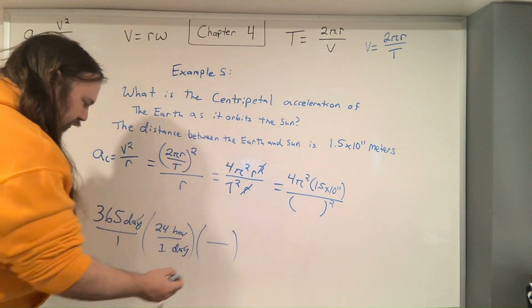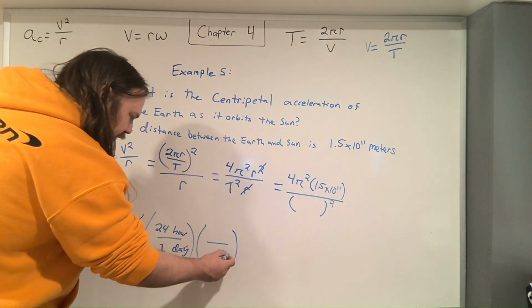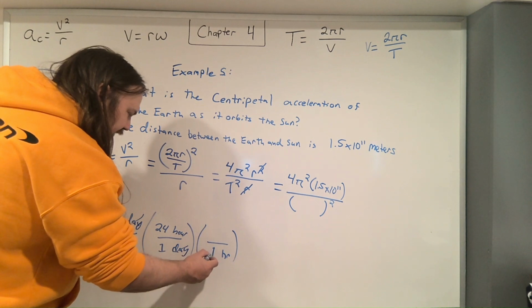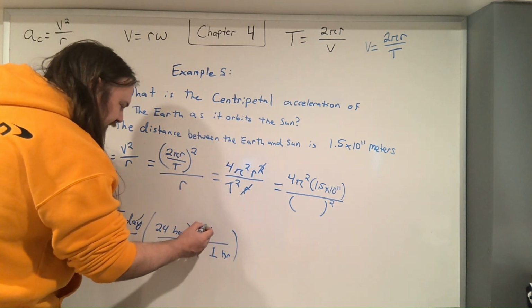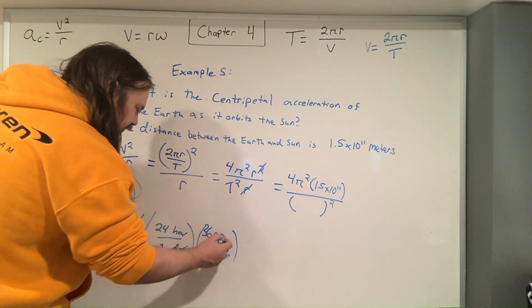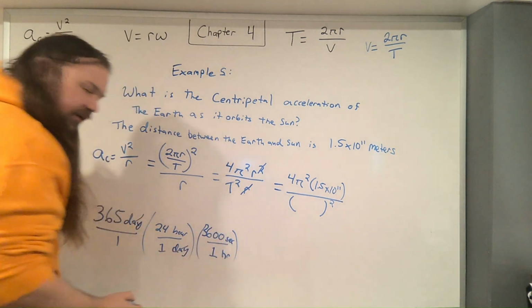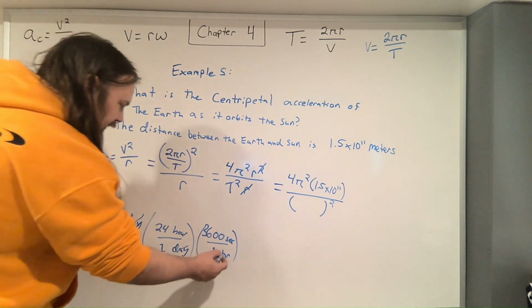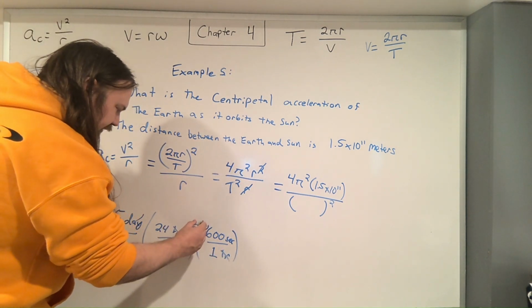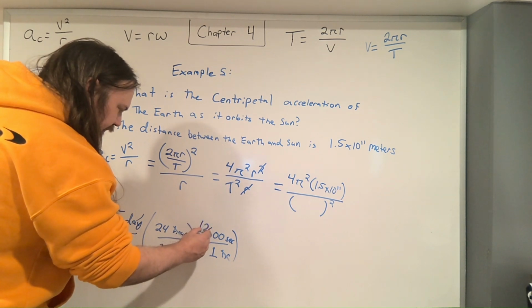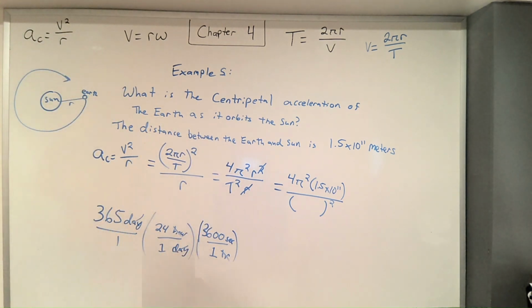And now I need hours to get out of there, so I'm going to put hours down below. How many seconds are in 1 hour? If you remember, it's 60 times 60, so it's 3,600 seconds in an hour. Okay, so it'll kill off hours. Sorry if that's getting a little bunched up there. 3,600 seconds. Okay, so now all that's left is seconds. We have converted that into seconds.